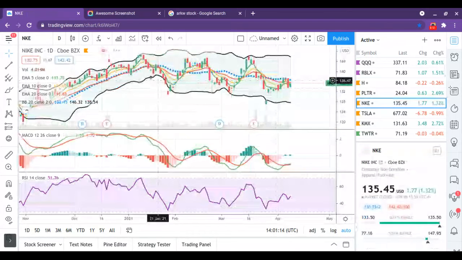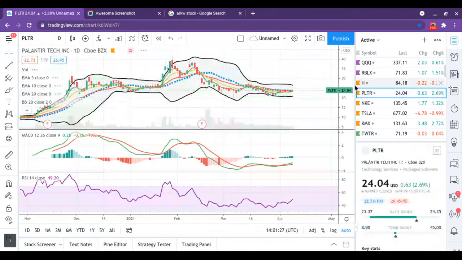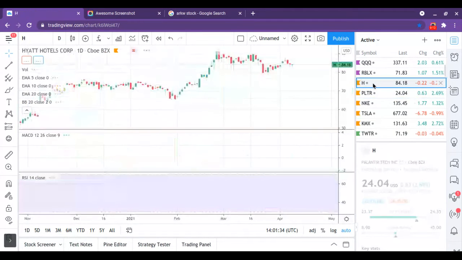Nike's kind of the same thing. Green is on top, and then when it crossed over, it dropped down and crossed back up, and down and up and down. So we don't know where the pattern is going to lead because there's other things inside here. And then Palantir, same thing. I don't know what's happening here. It's just all bunched together.